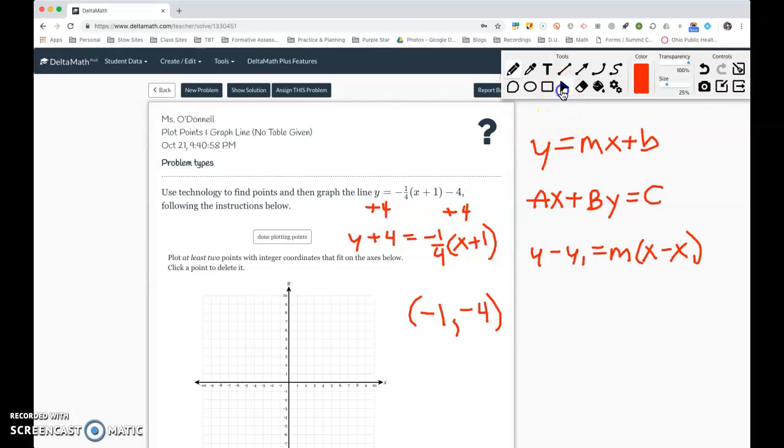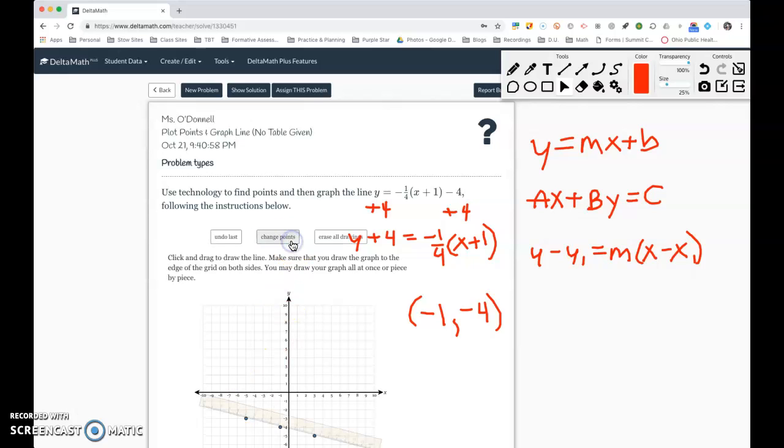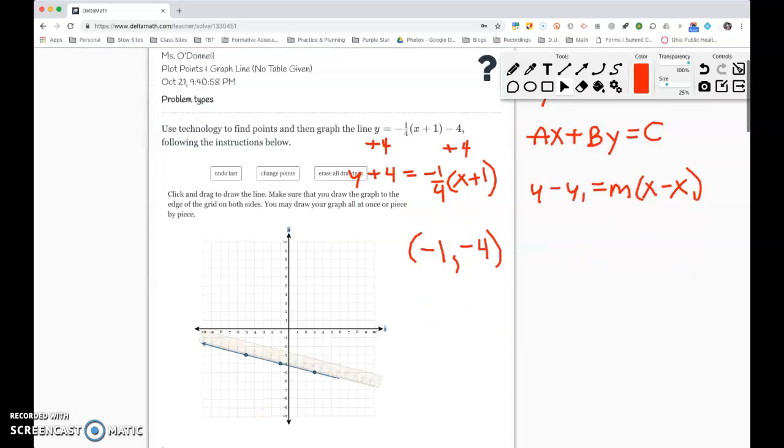So if I wanted to start plotting points, I could plot a point at -1, -4, and I would go down 1 and over 4, using my rise over my run. Or I could do some backwards thinking and go up 1 and back 4. Okay, so I'm done plotting points. I really only needed 2 points to make a unique line. Now I'm going to draw my line.